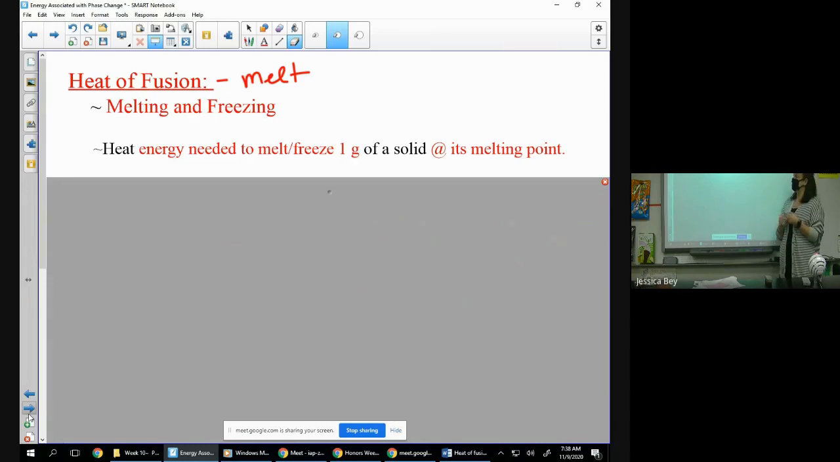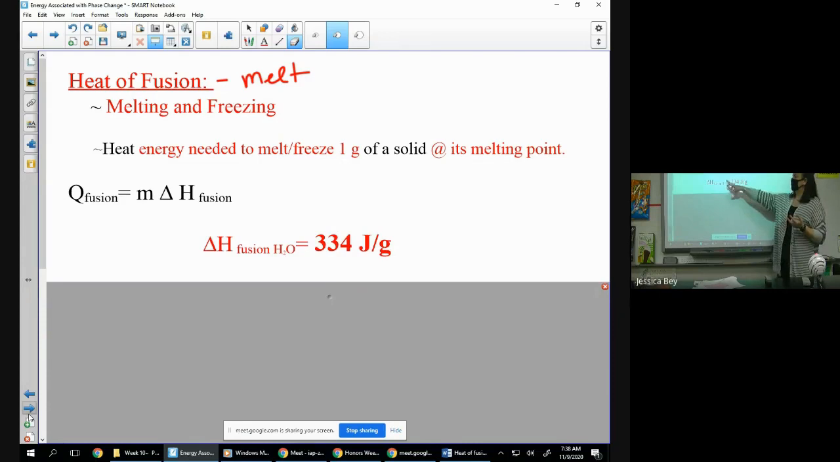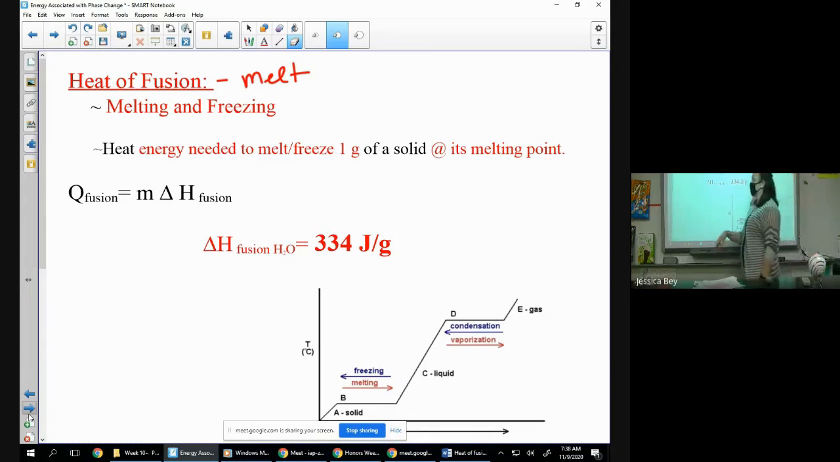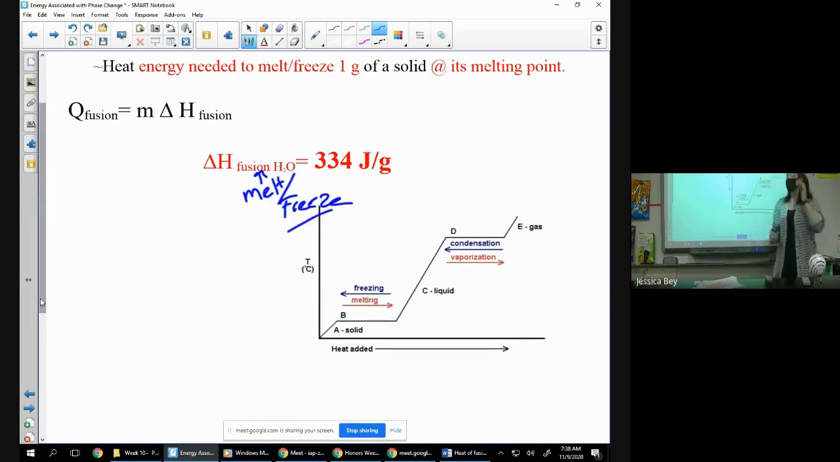Perfect. Okay. And it's just a given. I would just write, we'll talk about that in a second. I will just write delta H of fusion for H2O is 334 joules per gram degree Celsius. Again, I will give you this number on a quiz. You just have to know that fusion means to melt or freeze. So that means your ice cube takes 334 joules per gram to melt.